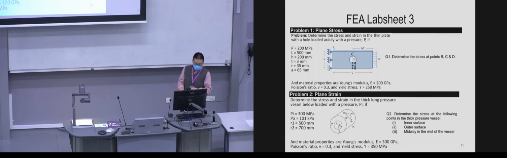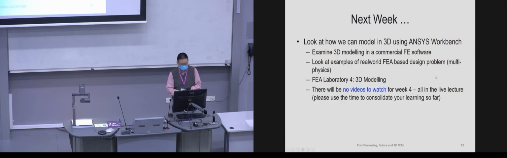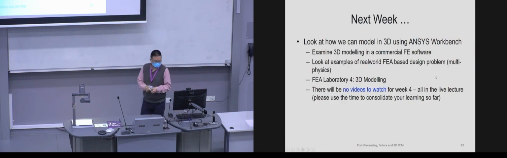And then the second question: you are asked to solve a plane strain problem, where one dimension is huge and the other two dimensions are much smaller compared to it. So this is the second problem, and this probably gives you the screen capture of what was on the blackboard. You can have this lab sheet. And then, what's going to happen next week?